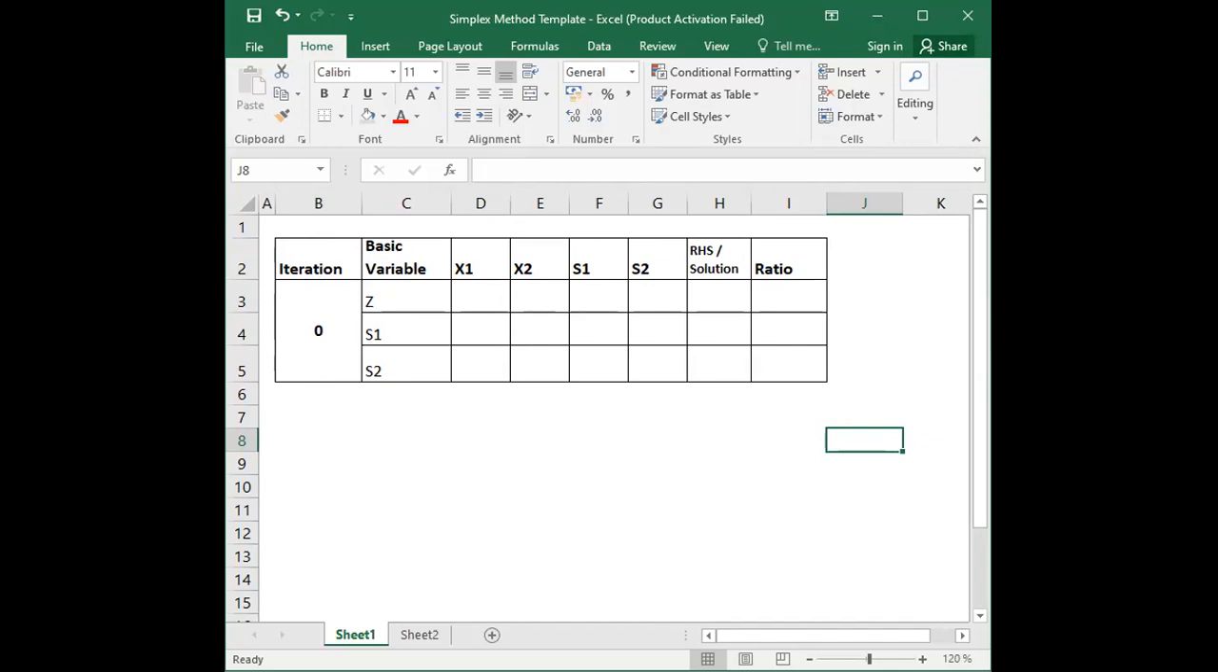Now, how do we get the values from the standard form to fill this table? So let's look at the standard form that we wrote. What do we do before we come to the table? What do we do before we come to the table?